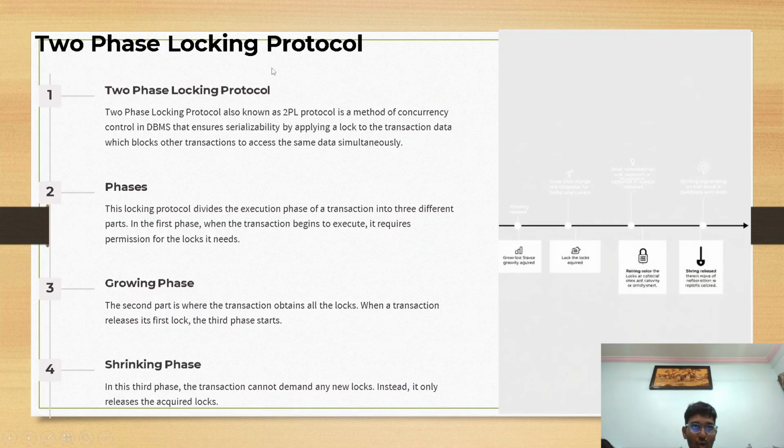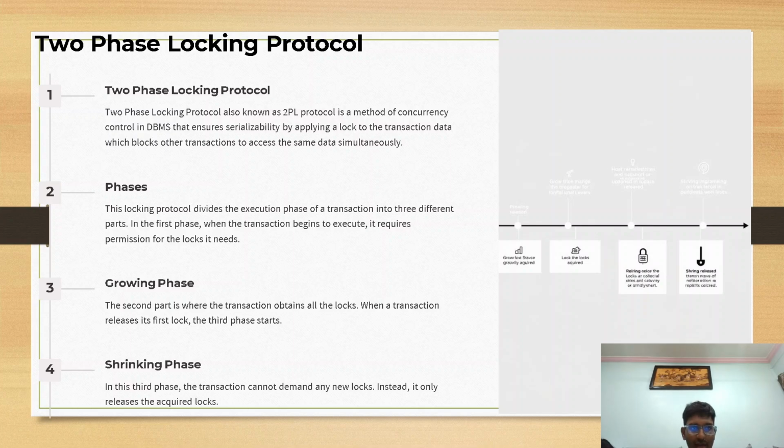Now, the two-phase locking protocol. Basically, it is also known as the 2PL protocol. It is a method of concurrency control in DBMS that ensures serializability by applying a lock to transaction data, which blocks other transactions from accessing the same data simultaneously. There are phases in this method: the growing phase and the shrinking phase. The second part is where the transaction obtains all the locks. When a transaction releases its first lock, the third phase starts.